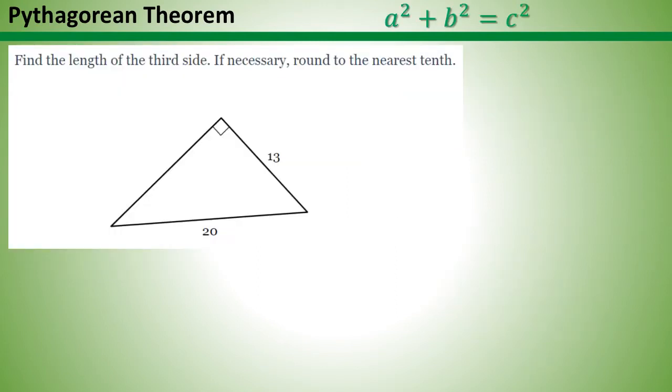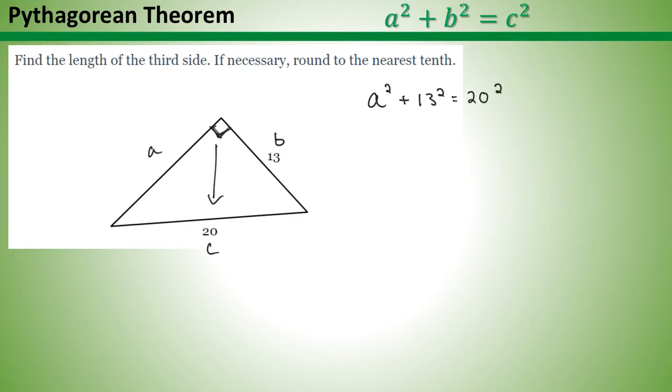So an example here, find the length of the third side. If necessary, round to the nearest tenth, okay? So since this right here is my right angle, okay, this over here is C, I can call this A, and I can call this B, all right? So using the Pythagorean theorem, I don't know what A is, so I'm gonna say A squared plus 13 squared is equal to 20 squared, okay?